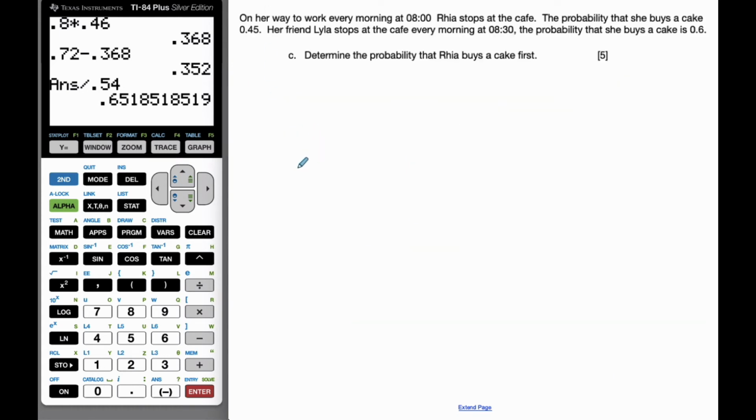Finally, C part. We know that on her way to work, Ria stops at a cafe at 8 o'clock. The probability that she buys a cake is 0.45. So she goes to the store and she gets a cake, 0.45, or she doesn't get a cake, which is then 55%. We're looking for the probability that she can buy a cake first. So if she buys a cake, we're done.